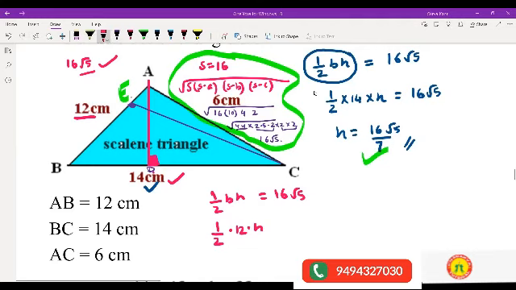Is equal to 16 root 5. So 2, 16 will go 6. So H will be 16 by 6 root 5. The same, or you can write here 8 by 3 root 5. What the answer, Rani? Yes, sir, I got the same.